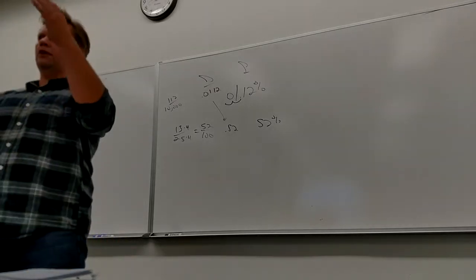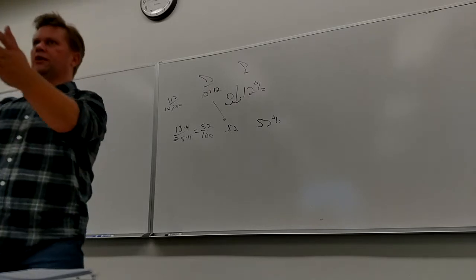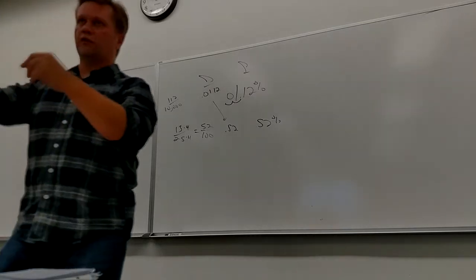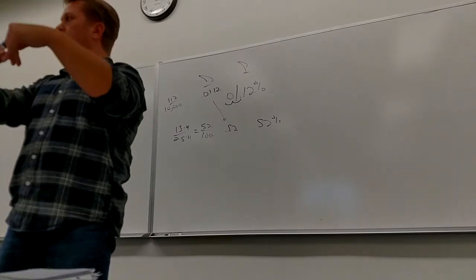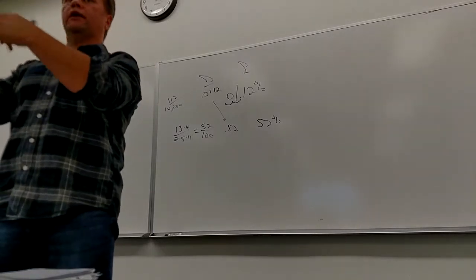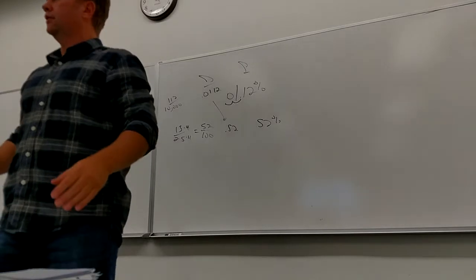How do you go from decimal to percent? Move it over. How to go from percent to decimal? Move it the other way, right? How do I go from a fraction? I try to make it out of 100, or make it into a decimal first. I've got a couple of options for that process.